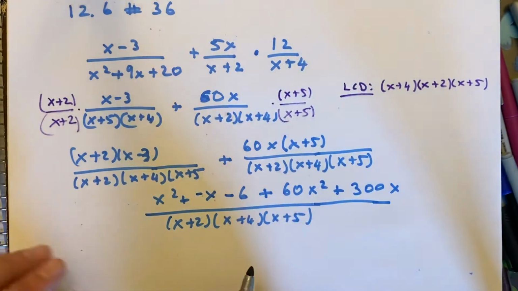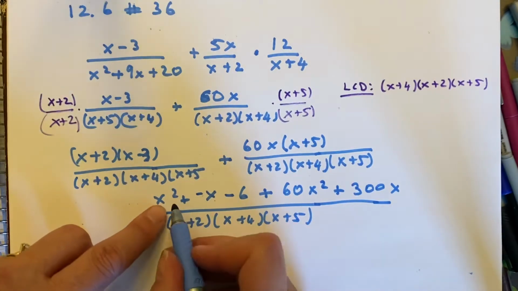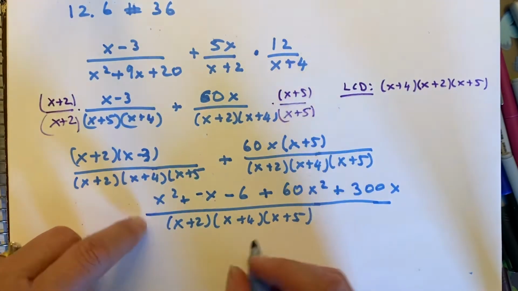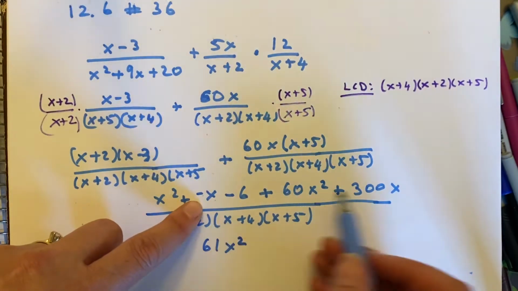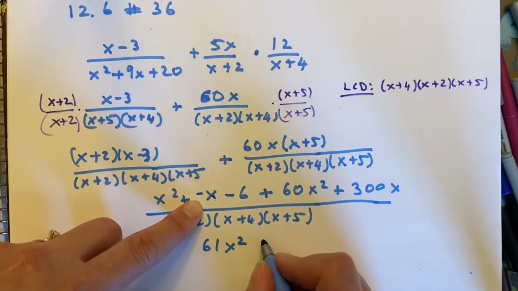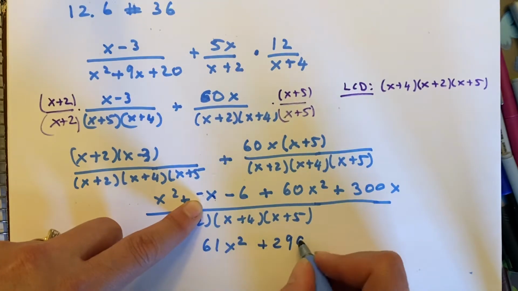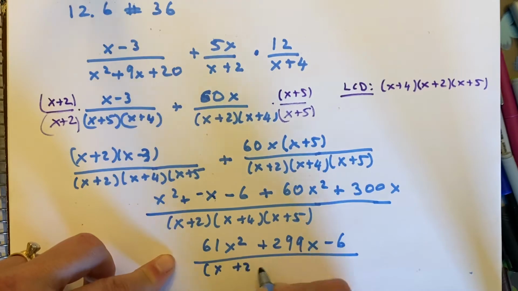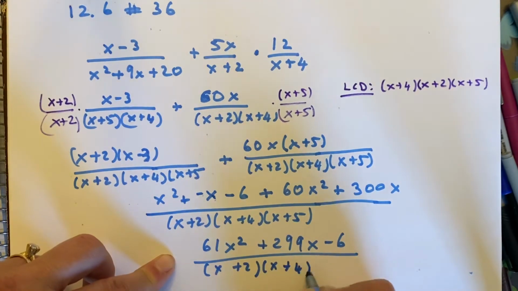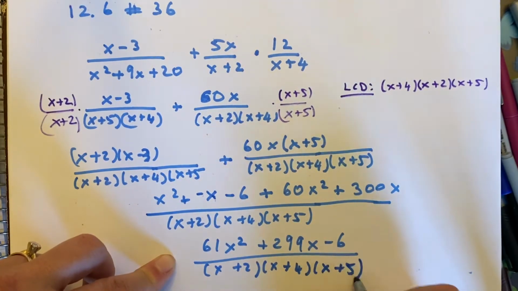My last step, I combine my like terms. So I have a 1x squared and a 60x squared, which means I get a 61x squared. I have a negative x and a 300x, so I get a 299x and a minus 6, all over (x + 2)(x + 4)(x + 5). Okay.